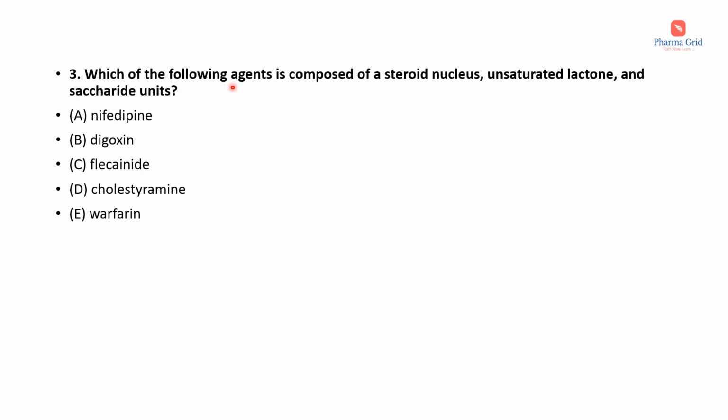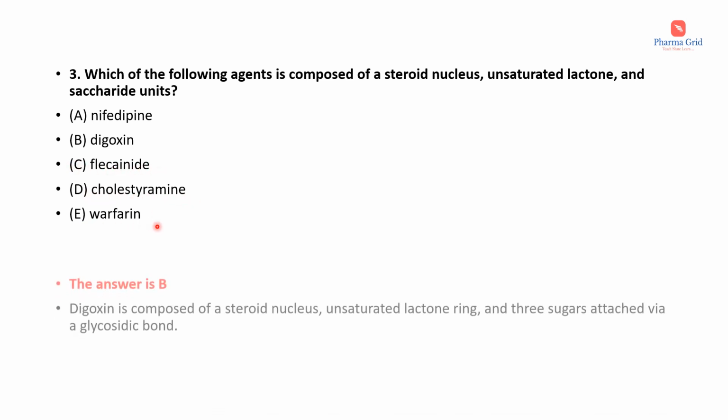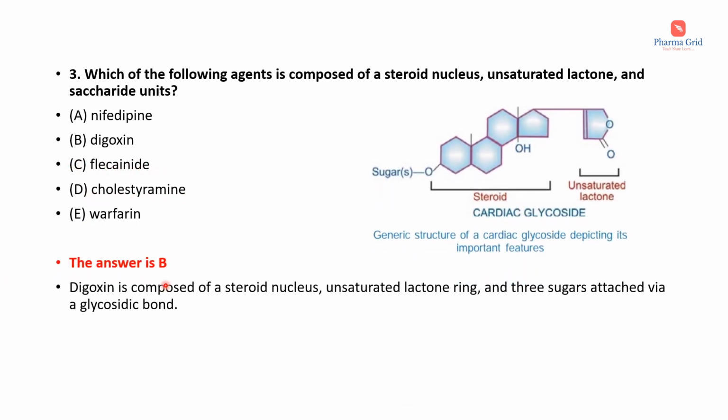Which of the following agents is composed of a steroid nucleus, unsaturated lactone, and saccharide units? Options are nifedipine, digoxin, flecainide, cholestyramine, warfarin. So here the correct answer is option B, that is digoxin, which is a cardiac glycoside. This digoxin is composed of a steroid nucleus, unsaturated lactone. So here you can see the steroid nucleus. Then this is the unsaturated lactone ring and the three sugars attached via glycosidic bond.